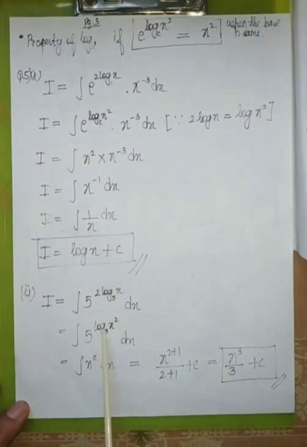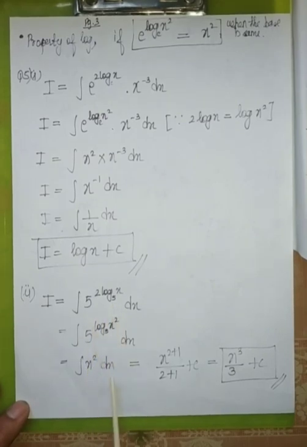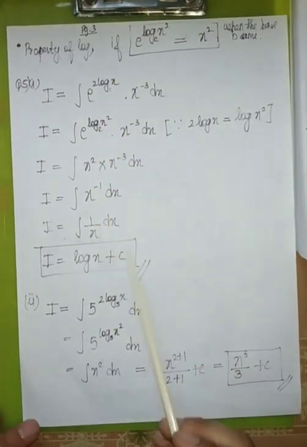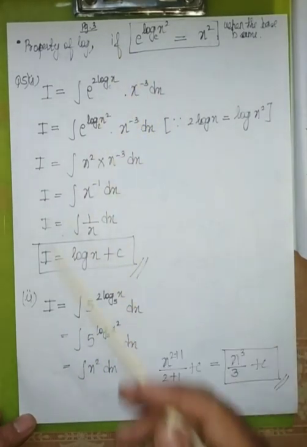2 log x means log x square. So this coefficient comes as the power. And now the coefficient is 1 and the number is 5. The base is also 5. So hence the value for this whole is only x square. So integration of x square means x to the power 2 plus 1 divided by 2 plus 1, which is x cubed by 3. So pause the video to note down, and please do understand each and every step properly.